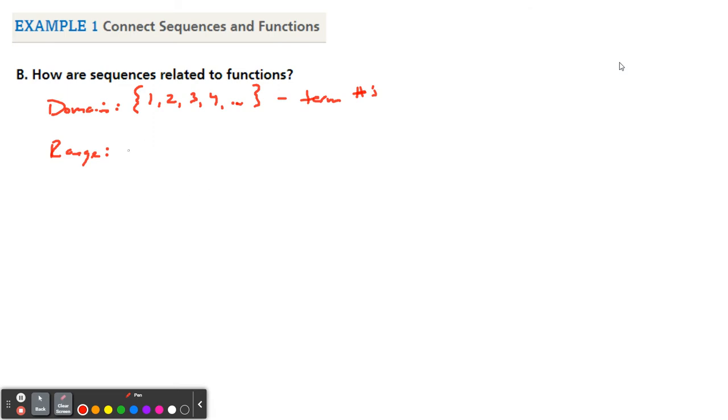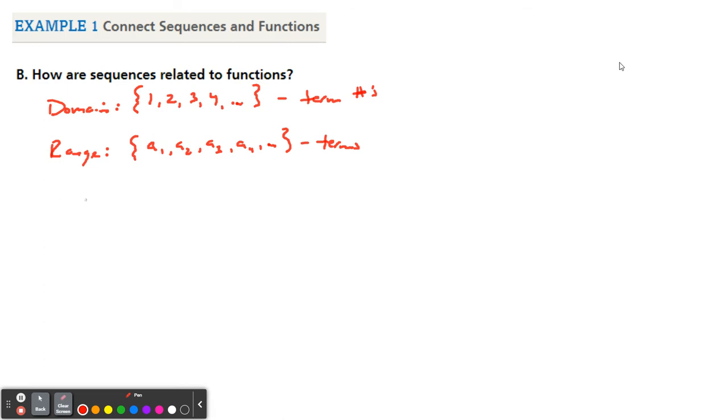Your range is then going to be the actual values in the sequence. They call it A sub 1, A sub 2, A sub 3, A sub 4. Again, this is just notation, so don't worry about that. These A's are the actual terms. The 1, 2, 3, 4, we call them cardinal numbers, first, second, third, fourth. You learned that back in first, second grade.